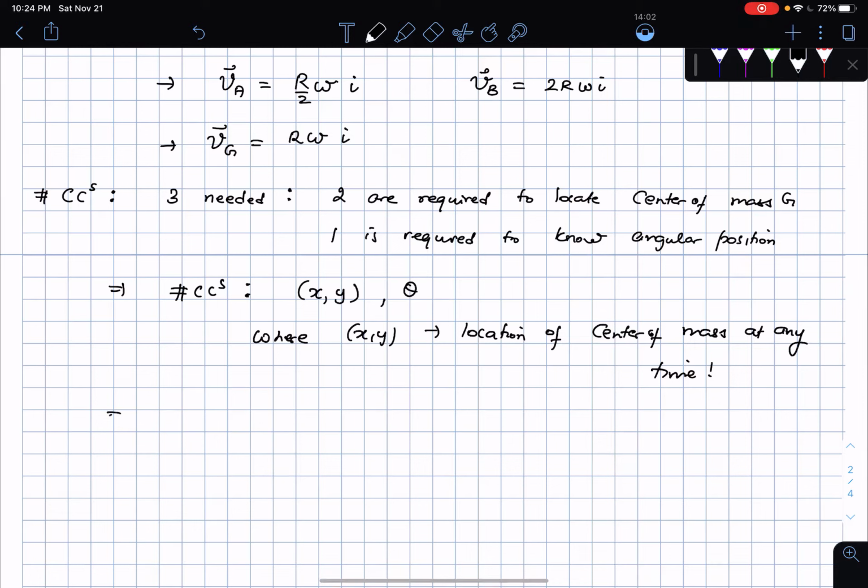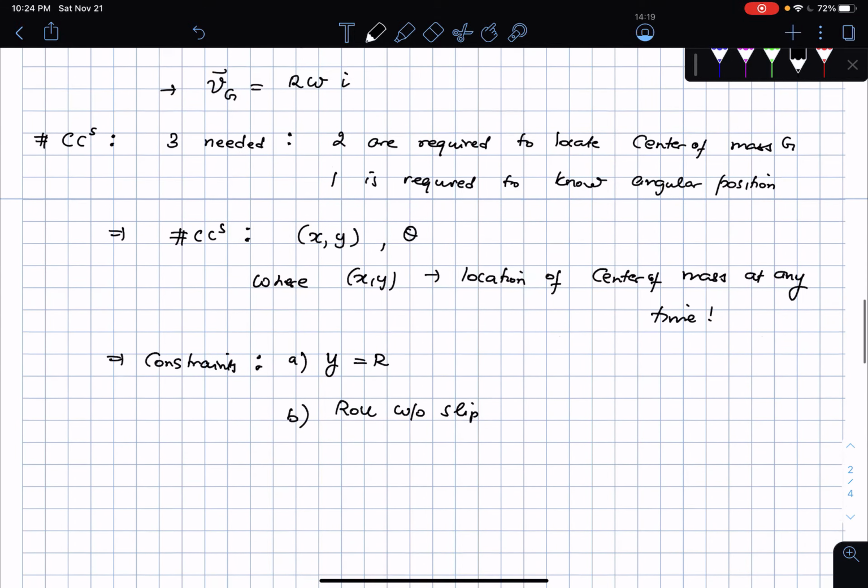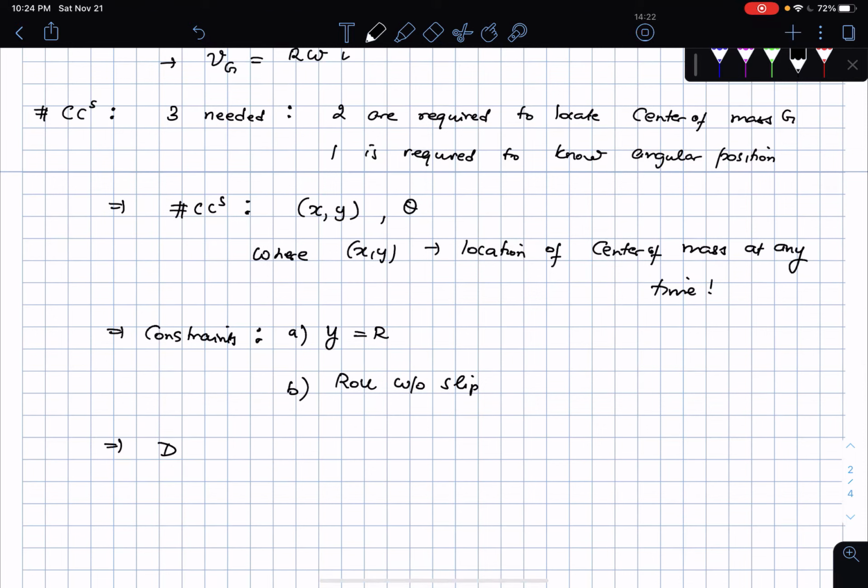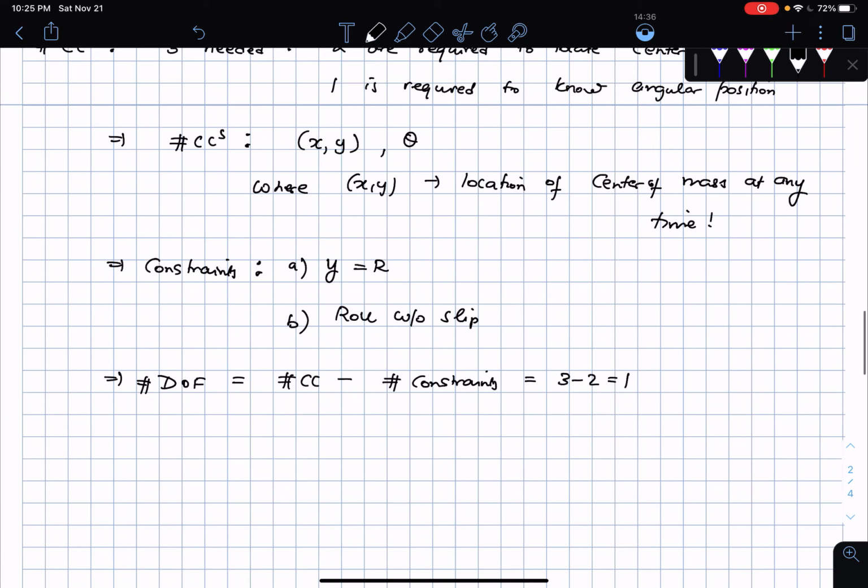Okay, number of constraints is one constraint is that y is equal to r. Okay, so this is fixed. The second constraint is rolling without slip. Which means that the number of degrees of freedom is equal to the number of configuration coordinates minus the number of constraints, which is 3 minus 2, which is equal to 1. Okay, and in this situation the degree of freedom can be taken to be theta, because x and theta are related to each other.